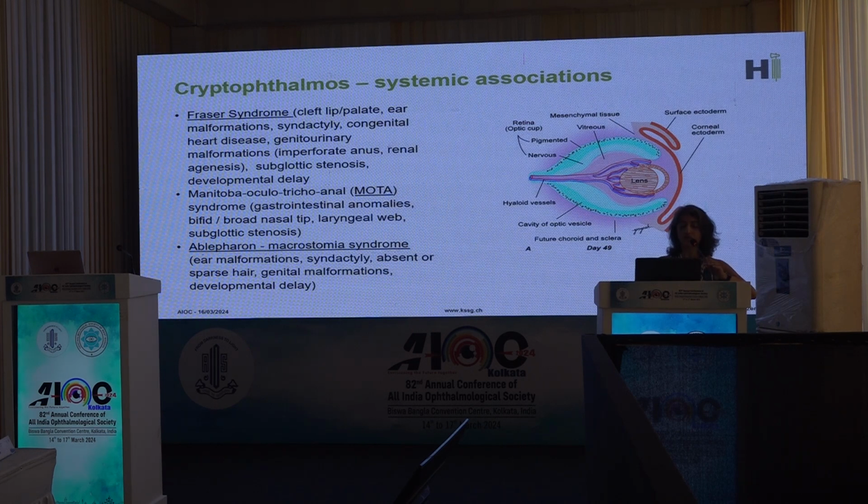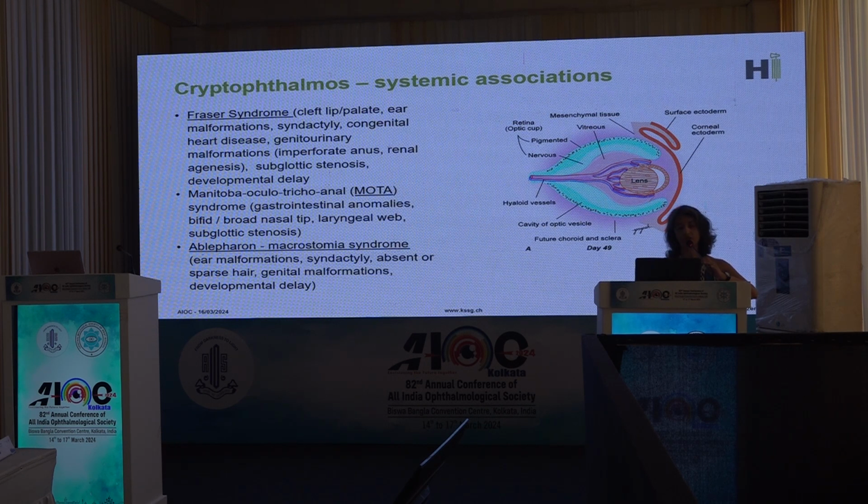There are lots of systemic associations with cryptophthalmos. These are the 3 main associations. They are mostly malformations, which can be mainly the face, or it can also incorporate heart problems, genitourinary malformations such as imperforate anus, and subglottic stenosis, which can also be life-threatening.